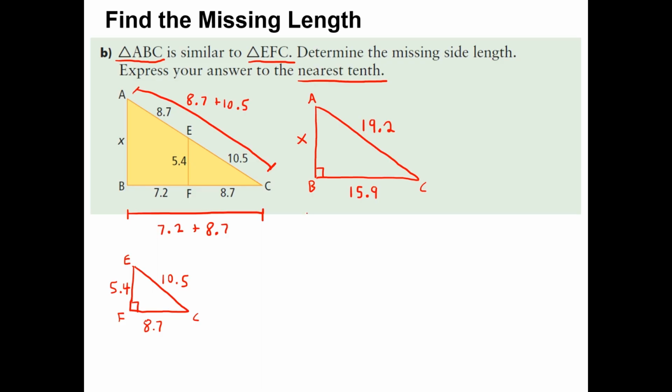So here I have 19.2. I'll write it down. Let's go: length of AC divided by the length of its corresponding side, which should be EC. So AC is 19.2, and I'm dividing it by the length of EC, which is 10.5, and this should get me the answer to my scale factor. And upon dividing that, the value I get is 1.8287... because it looks like it continues on for a bit here.